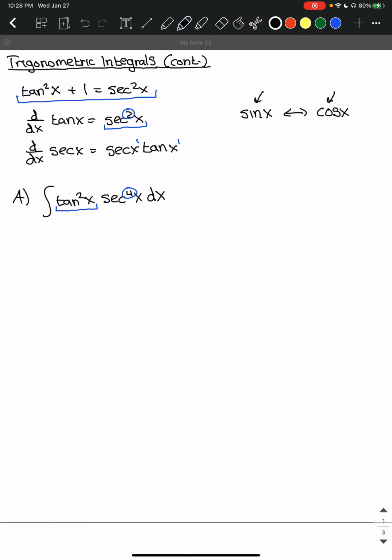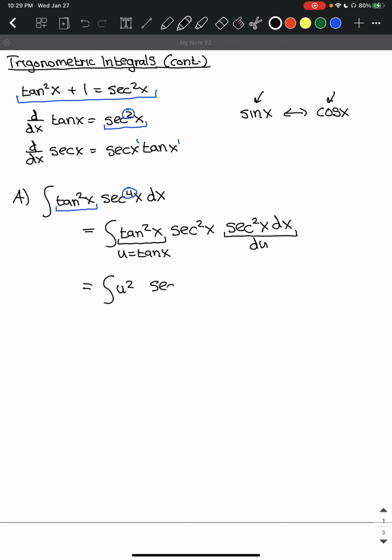So there's a lot that I just said. Let's go ahead and actually do it. This is equal to the integral of tangent squared of x, secant squared of x, and then secant squared of x dx. Right, so right here I have a derivative of tangent. I also have tangent sitting up here. So it looks like this is going to be a very nice u substitution. I let u equal tangent of x. This becomes du here. And so if I rewrite this integral, I get u squared secant squared of x du.